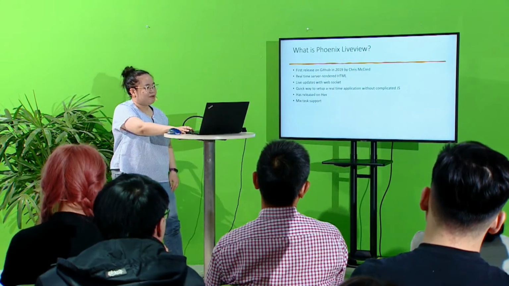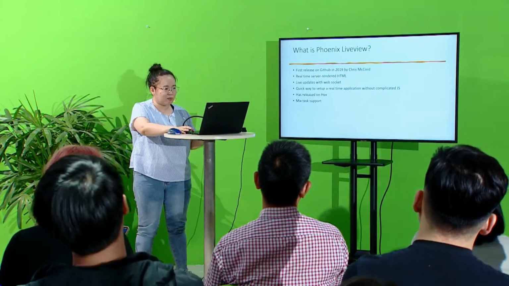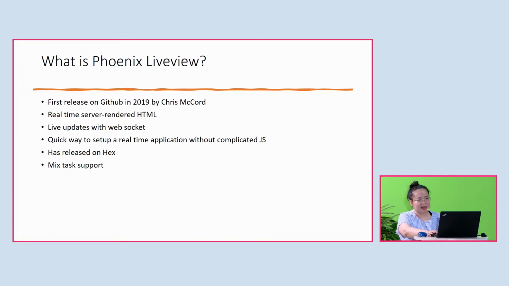Okay, and LiveView has mix task support. Mix tasks are similar to the CLI. We use the CLI in Angular to generate a component. In Elixir, we have mix tasks. It's similar to a CLI: you can generate the whole project or only the component you want. It also has Hex documentation for mix tasks, and you can search for the Phoenix mix tasks.